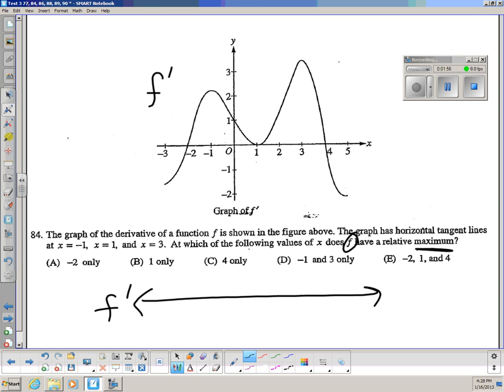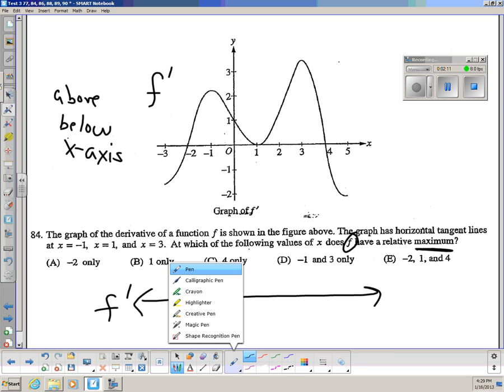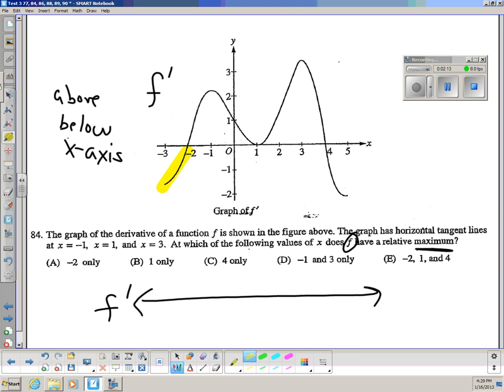So if I have f prime and I am looking to fill in the number line for f prime, I am looking for where this graph is above and below the x-axis. So for example, up to -2, I'm below the x-axis. So up until -2, I'm below the x-axis. Then from -2 on to 1, I'm above. And then from 1 on to 4, I'm also above.